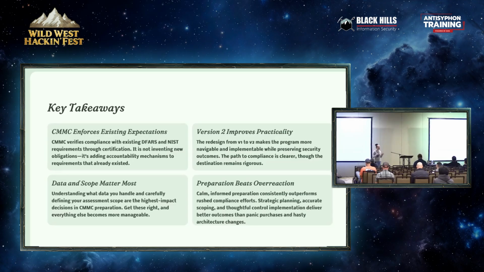So the big money things that I want you to really remember here: scope, data and scope matter most. That's the most important thing. Take nothing else. Data and scope matter most. CMMC is building on a framework that's already there. Great framework of the 800-171 guidelines. Make sure that you are going with version 2. If you are working on CMMC, version 3 is the current standard.